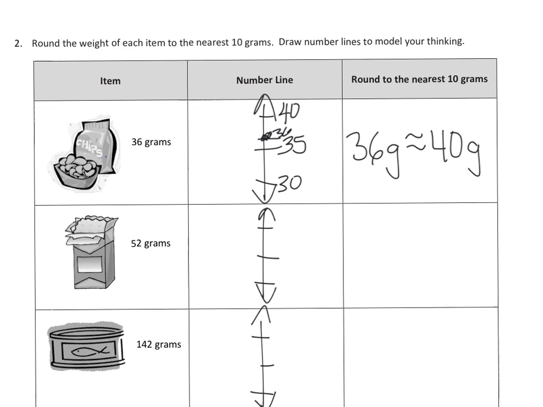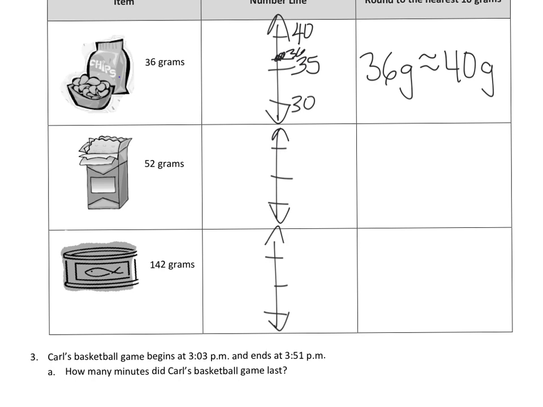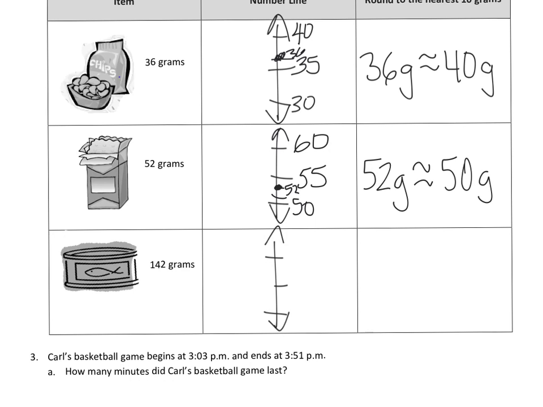All right, looking at our next one, 52. I love how whenever I say my number, it gives me the answer. 52. So 50 is my bottom number. 60 is my top number. 55 is my middle. Hopefully you're getting those filled out before me. 52, when I'm counting, would be right here. So that means that 52 grams is about 50 grams. We would round down on that one.